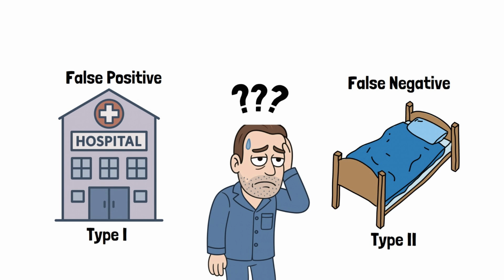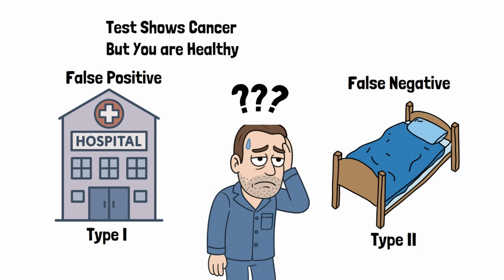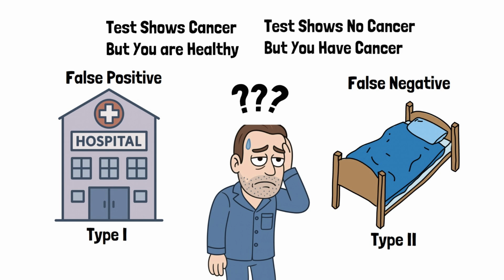Or imagine you're tested for cancer. A false positive means you are told that you have cancer when you don't. It creates anxiety and possibly unnecessary treatments. On the other hand, a false negative means the test misses cancer that you actually have. This delays treatment, allowing the cancer to spread.